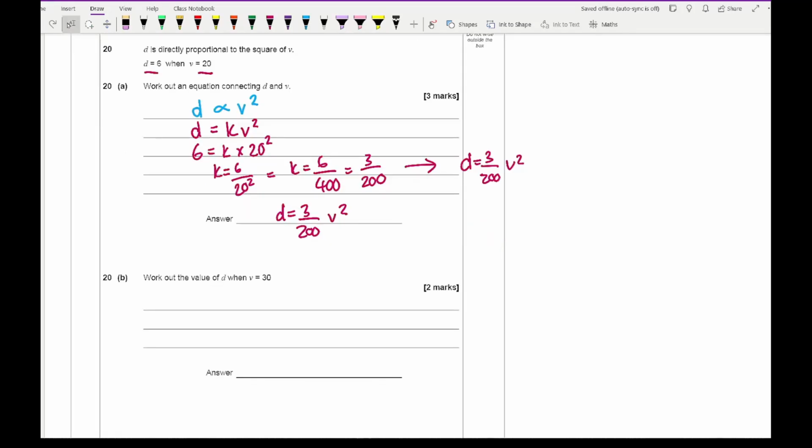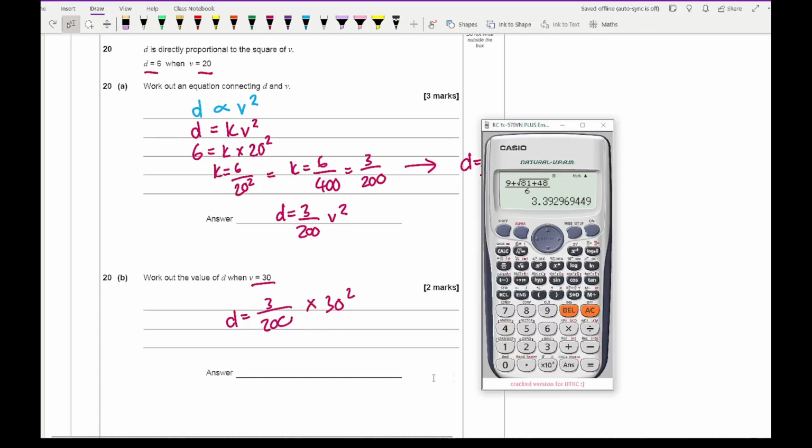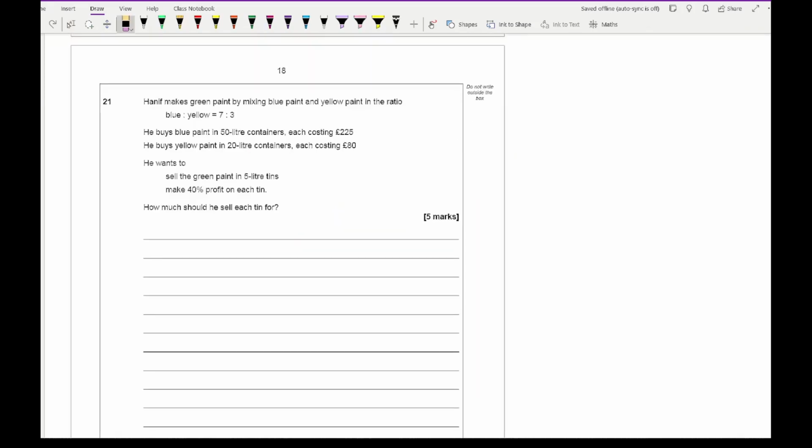Now for question 20b, it's asking me to work out the value of d when v equals 30. So all I need to do is substitute these values into the formula to get my value of d. So d equals 3 over 200 multiplied by 30 squared. So again, reaching for my calculator, I'm going to enter exactly how it's shown. So 3 over 200, and then scroll across, multiplied by 30 squared, gives me an answer of 27 over 2, which is 13.5.